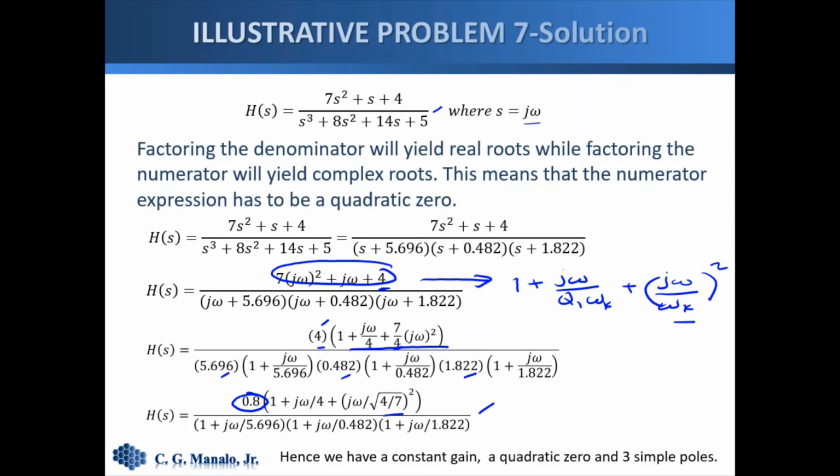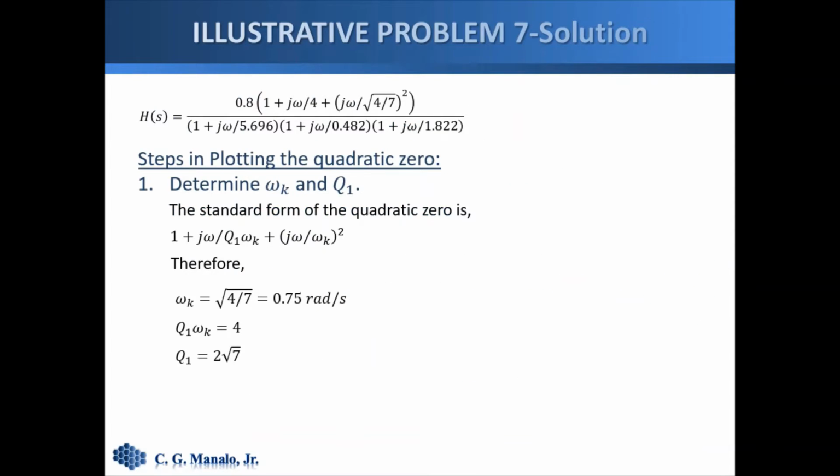substituted s equal to j omega. So we have a constant gain, a quadratic zero, and 3 simple poles. So here is the final form of the transfer function in standard form. Now we're ready to plot the straight line Bode plot.